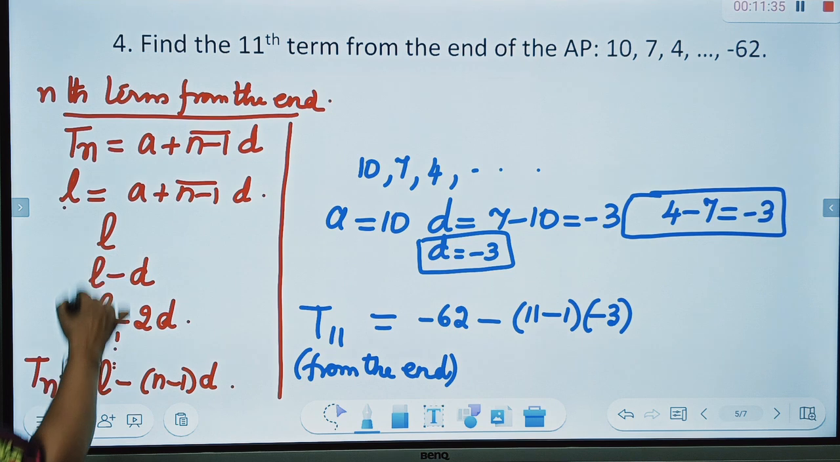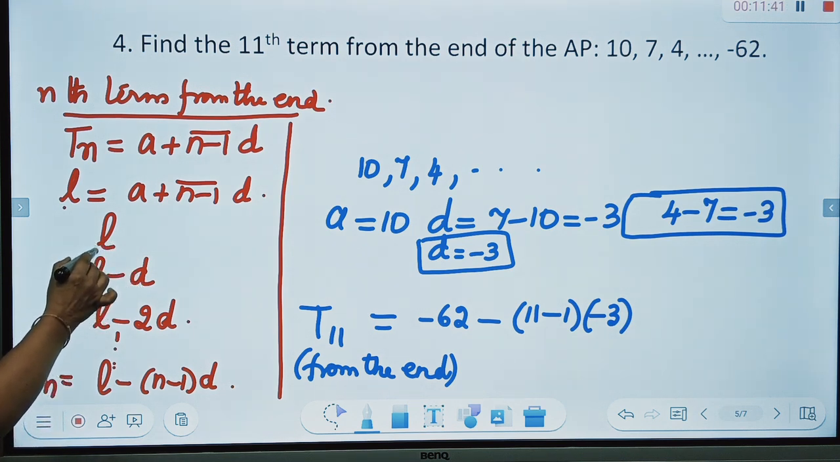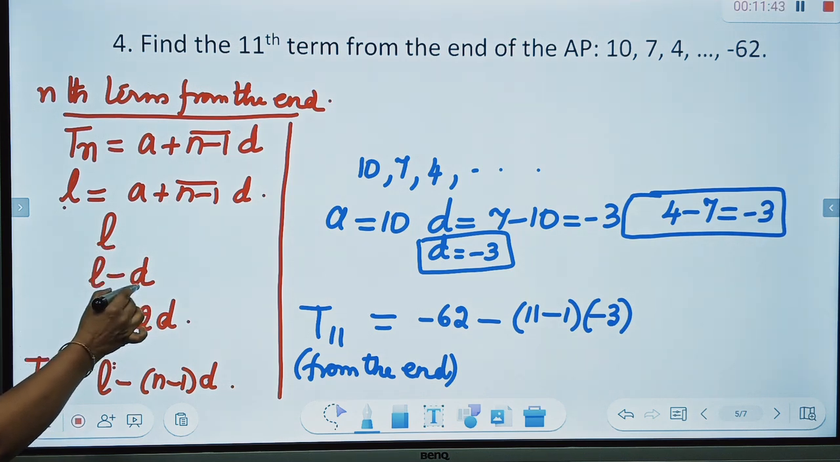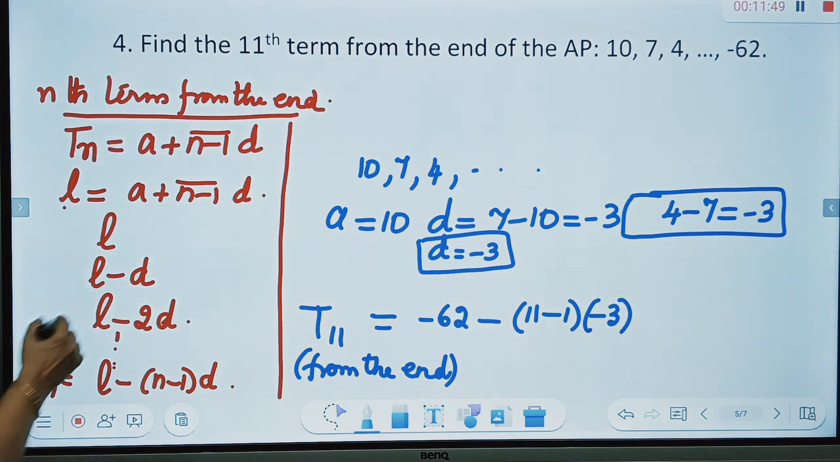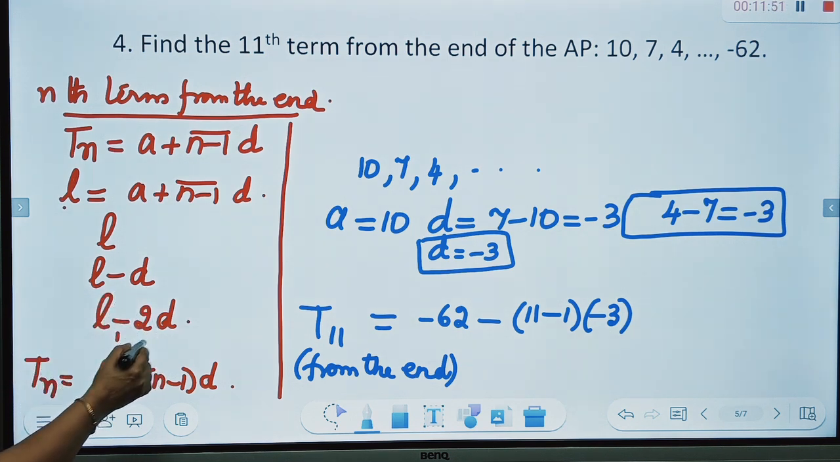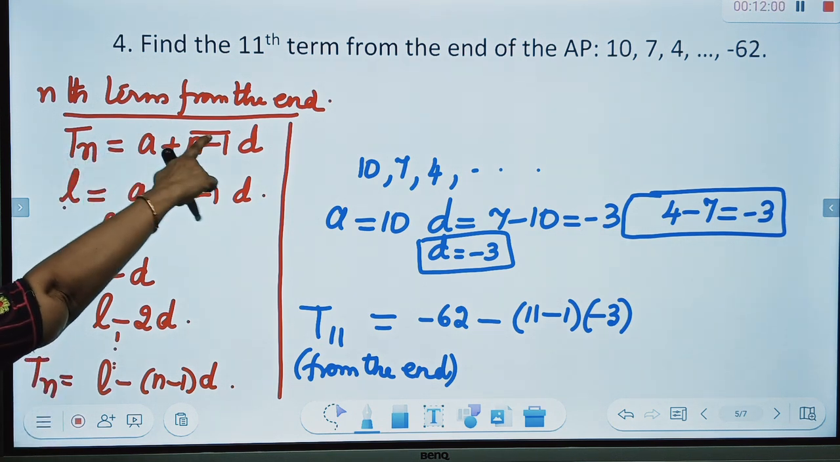So I have derived the formula for the nth term from the end. The last term I am calling L. The previous term, L minus D. The term previous to that, because every term is obtained by adding D, so when I am going from the end, it will be minus D, minus 2D, etc. The nth term will be L minus (n minus 1) into D. So this is the nth term from the end.